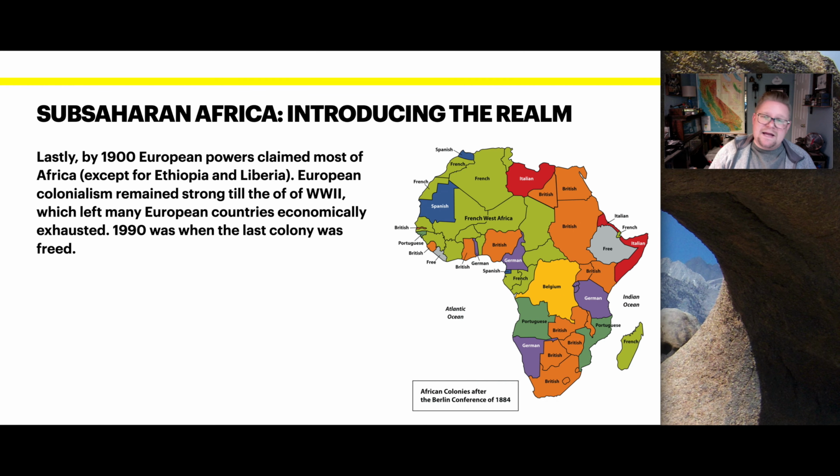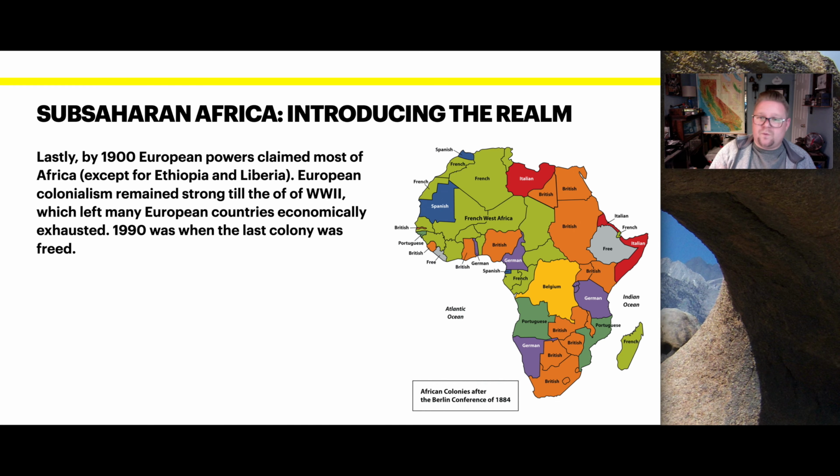Lastly, by 1900, European powers claimed most of Africa, except for Ethiopia and Liberia. European colonialism remained strong until the end of World War II, which left many European countries economically exhausted. It wasn't until 1990 when the last colony was freed.